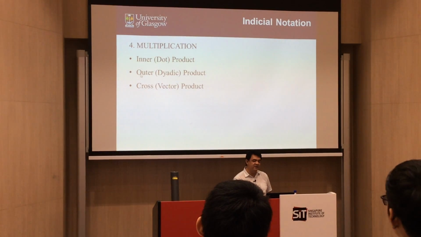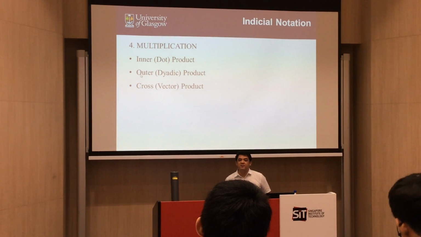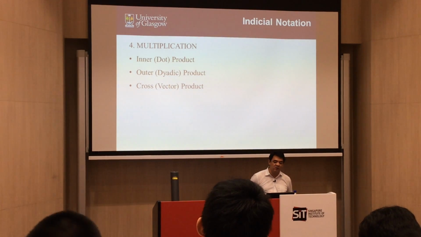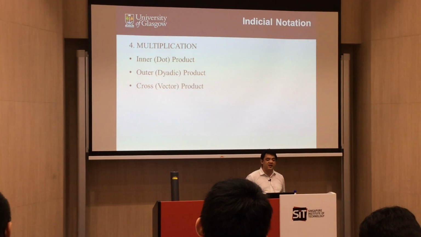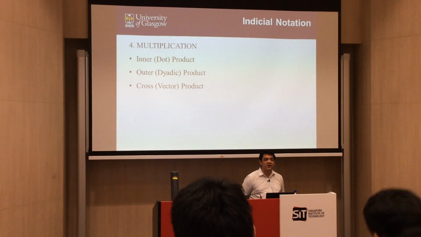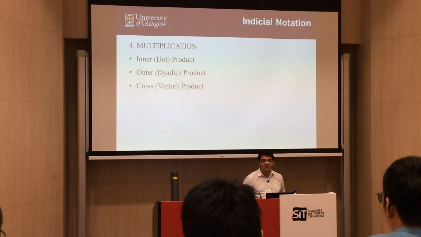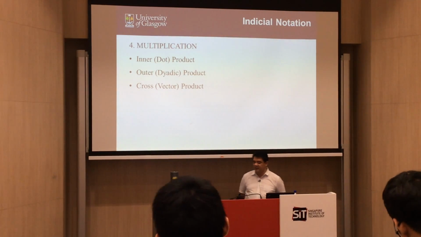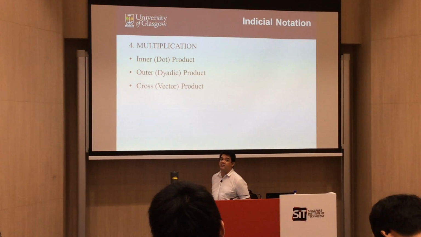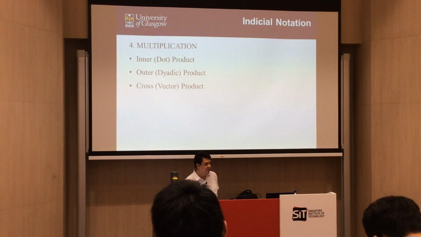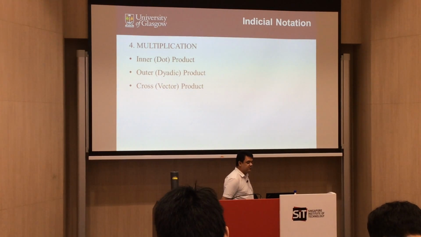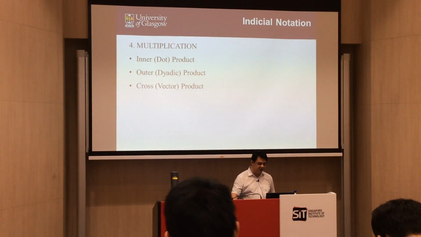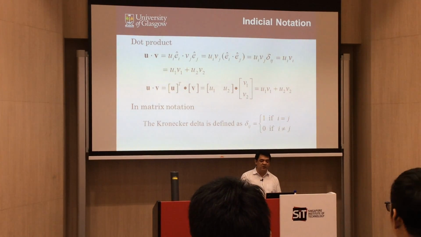And of course, you have the different types of multiplication: the dot product, the inner product, which is the contraction that we had already, the outer product or dyadic product, and the vector product, or the cross product, wherein the result will be a vector. So what we had earlier, the contraction, is actually a dot product. Then we have the dyadic product, or the outer product, and then the cross product.